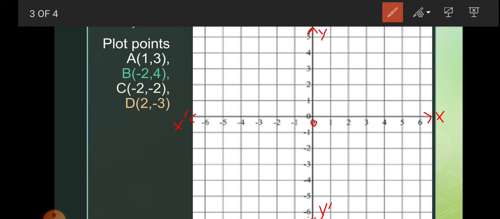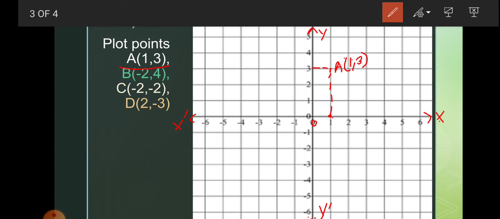To plot point A (1, 3), we start from O and move 1 unit along the x-axis to the right of O and reach the point marked 1. Then move 3 units upward along the y-axis and mark the point A (1, 3).